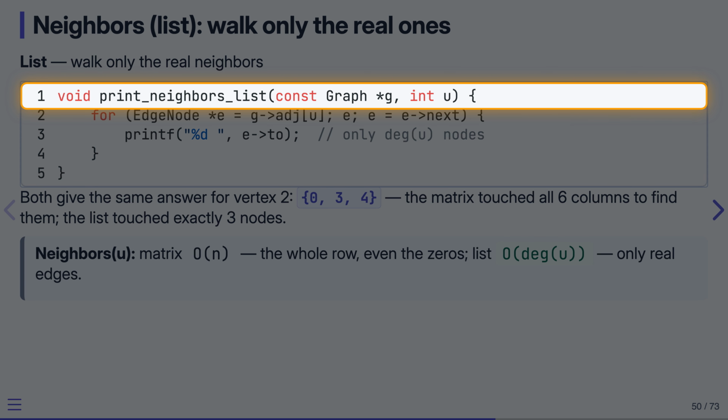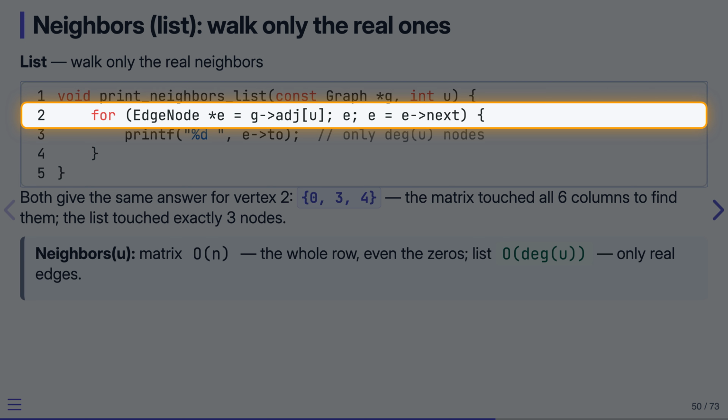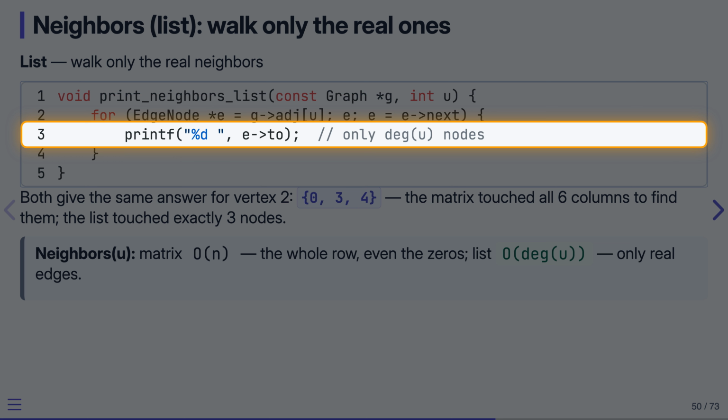Here is the list version, print neighbors list. It walks the chain edge of U, following E->next until the pointer runs out. For each node it prints E->to. It touches only the real neighbors, which is degree of U nodes, and never sees a 0 at all.